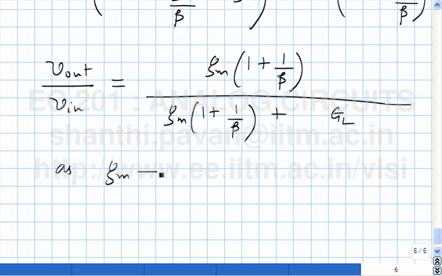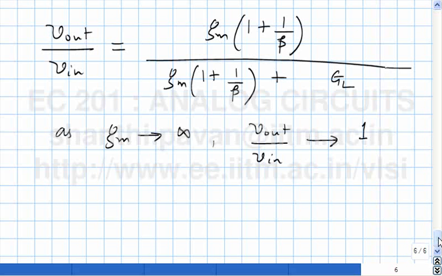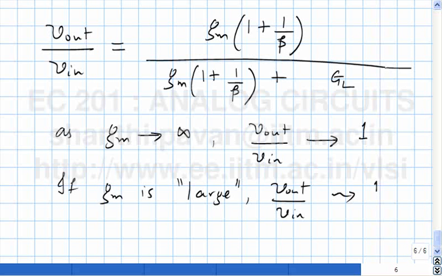As Gm tends to infinity, V out by V in tends to 1, as we expected. Obviously, Gm tending to infinity is not a practical option. So, the next thing to do is to say, if Gm is large, V out by V in is approximately 1. The question is, what is the meaning of large Gm?